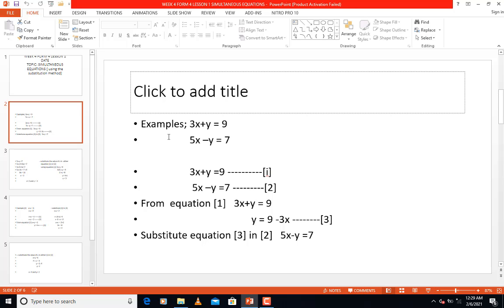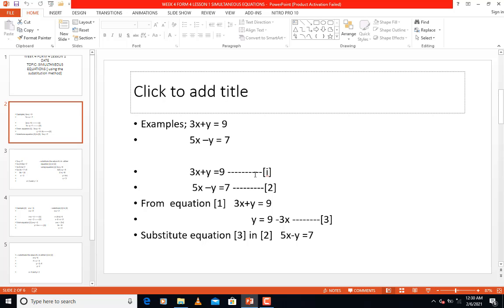Now, if you are given an example like this, 3x plus y is equal to 9, 5x minus y is equal to 7, what do you do? The first thing to do is to give them names. We are going to use 1 and 2. So the first one is given as equation 1. You draw a line, then you put 1 in brackets. Then the second one is equation 2.